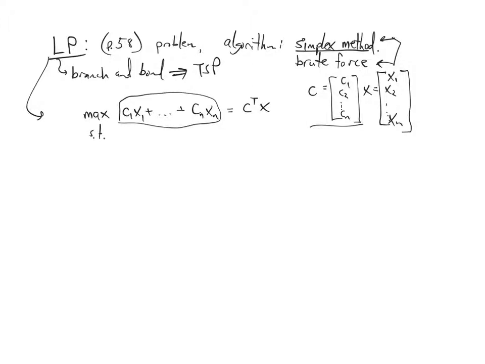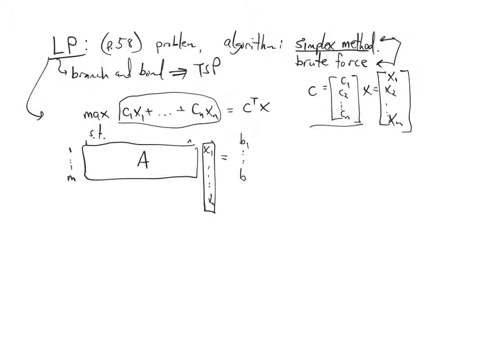subject to, and I shorten that by ST because it takes too long to say it. And then we have a big matrix called A. A has rows 1 through m, and we multiply A times x, and A has columns 1 through n, which matches up with x1 through xn, and that's equal to b1 down to bm.